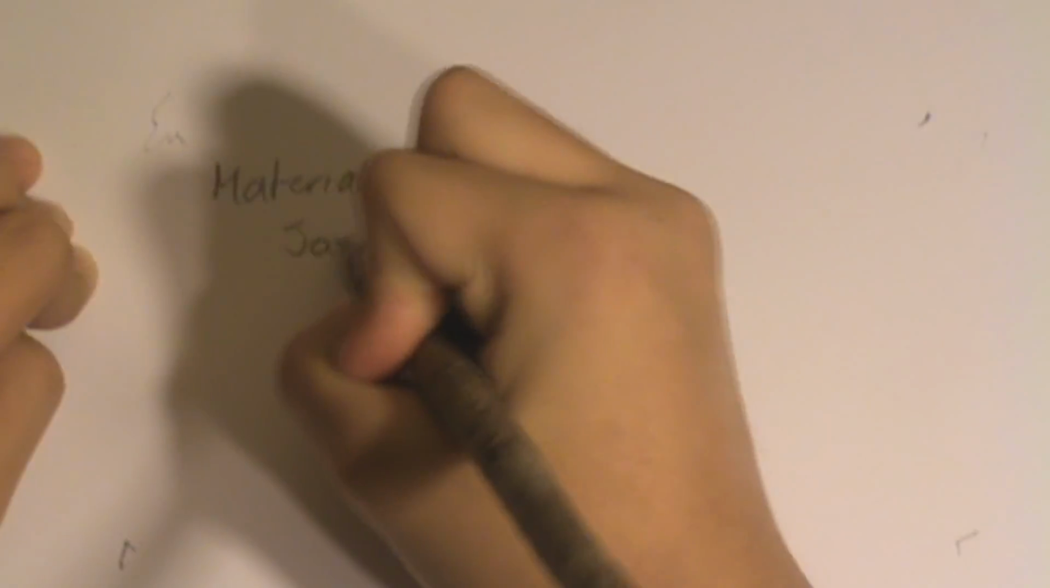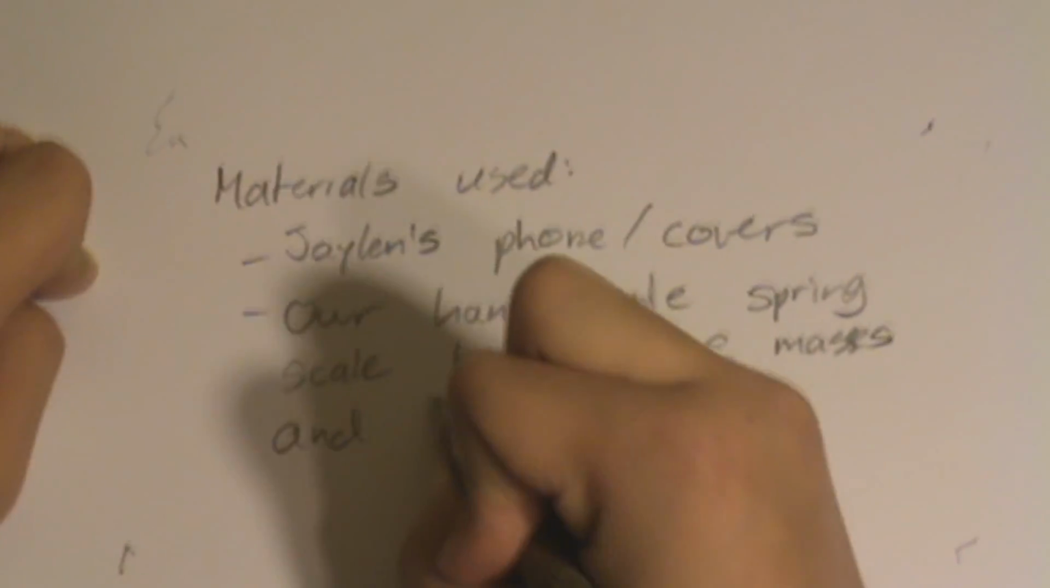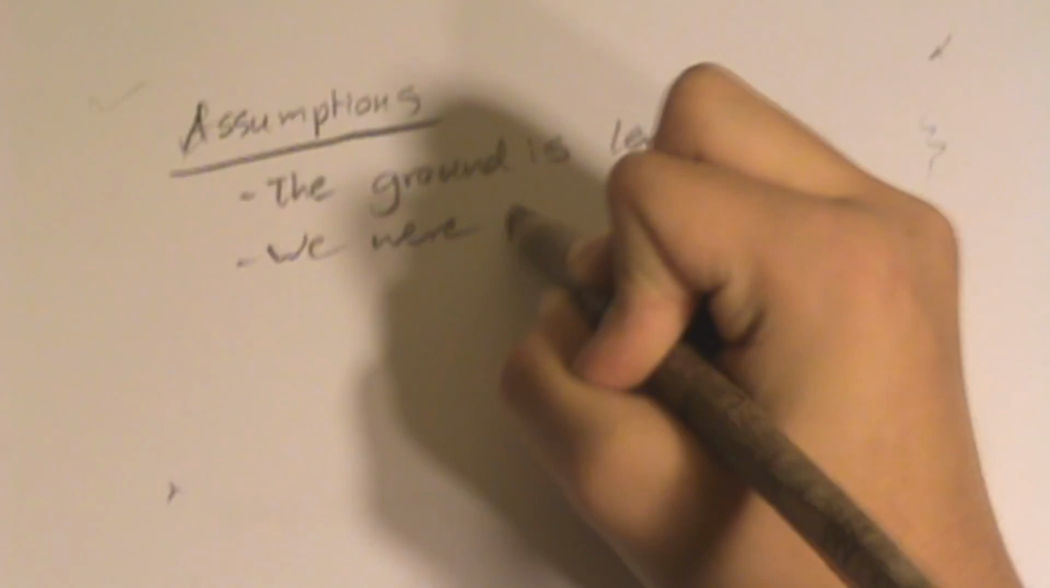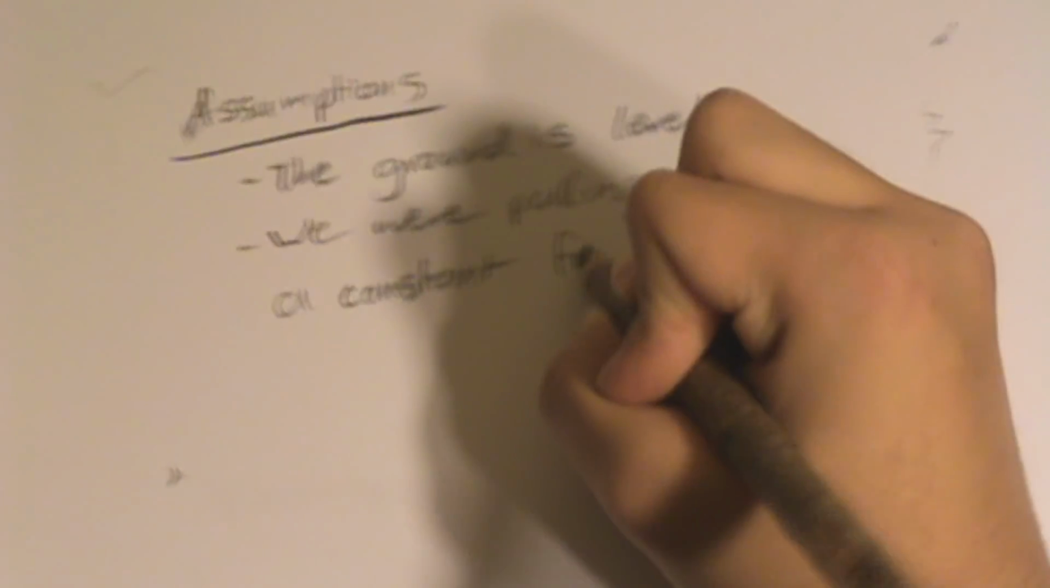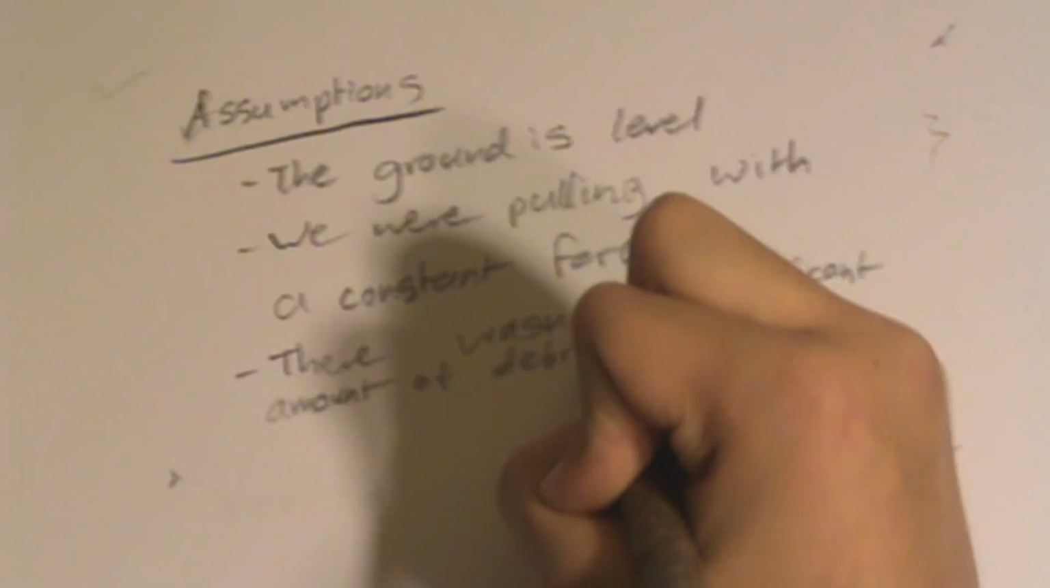For our materials, we used a phone and multiple covers, and our handmade spring scale to measure masses and forces. For this experiment, we're going to assume that the ground is level, we're pulling the phone with a constant force, and there wasn't a significant amount of debris on the ground to affect the friction.